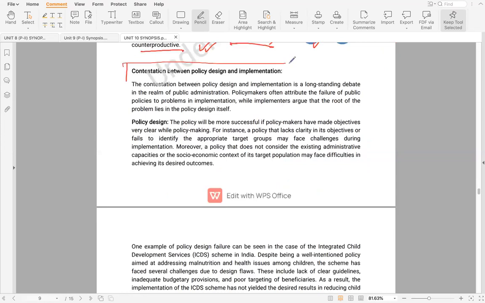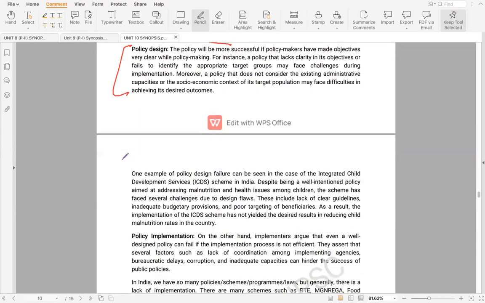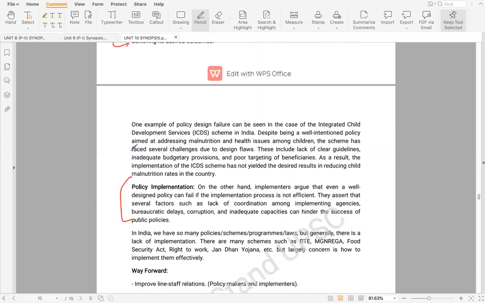Talk about the contestation. The contestation between policy design and implementation is a long-standing debate in the realm of public administration. Policymakers often attribute the failure of public policies to problems in implementation, while implementers argue that the root of the problem lies in the policy design itself. Talking about both policy design and policy implementation, the problems and why.